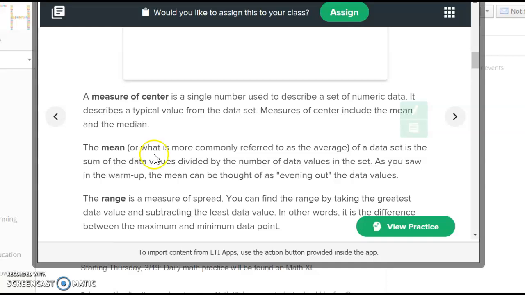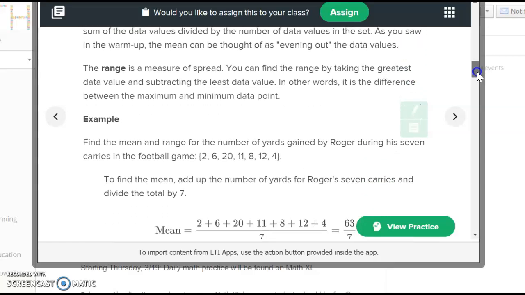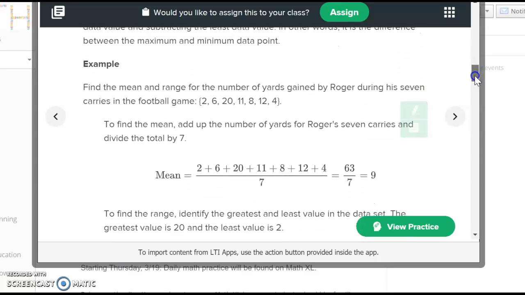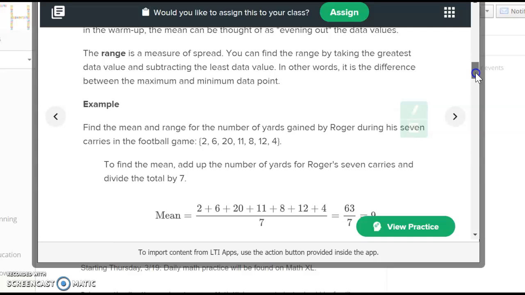All right, the range is the spread of your data. Okay, measure of spread. You could find the range, which we talked about last week, by taking the greatest data value and subtracting the least data value. In other words, it is the difference between the max and the min. And this will tell you the spread of your data. That also helps with your variability, which we'll get into next week.